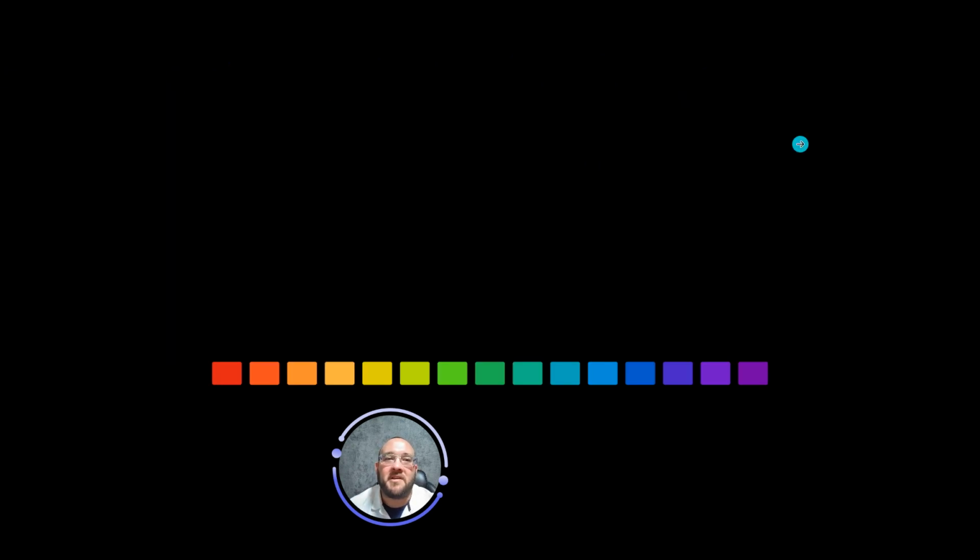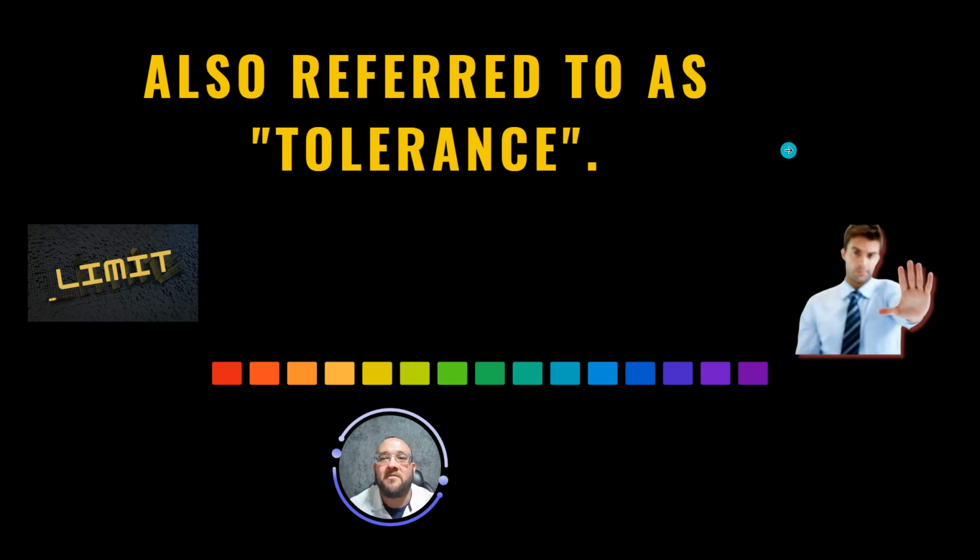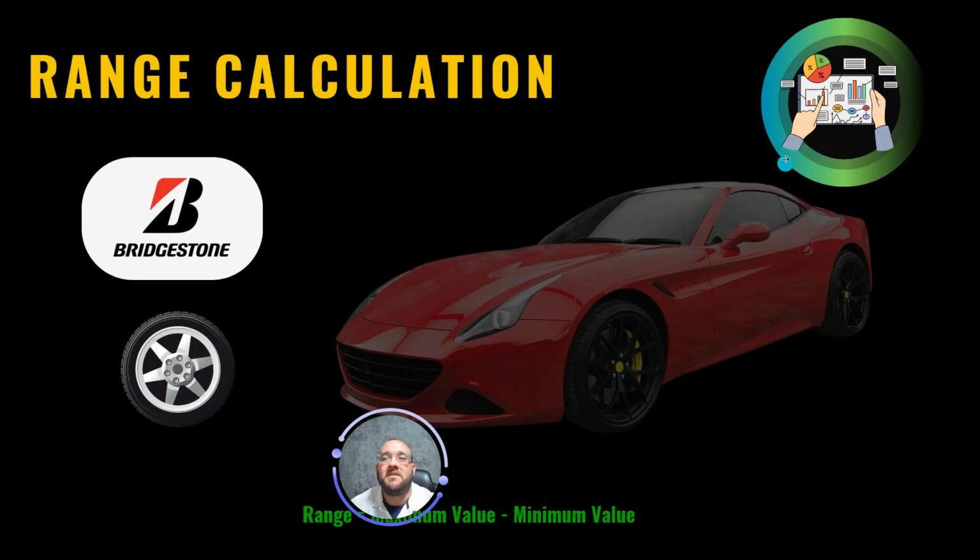Essentially, you have a lower limit and you have an upper limit. And so the range lets you know essentially the spread of your data. If I look at this example over at Bridgestone, right, I can calculate the range of their tire manufacturing production per week or per day.